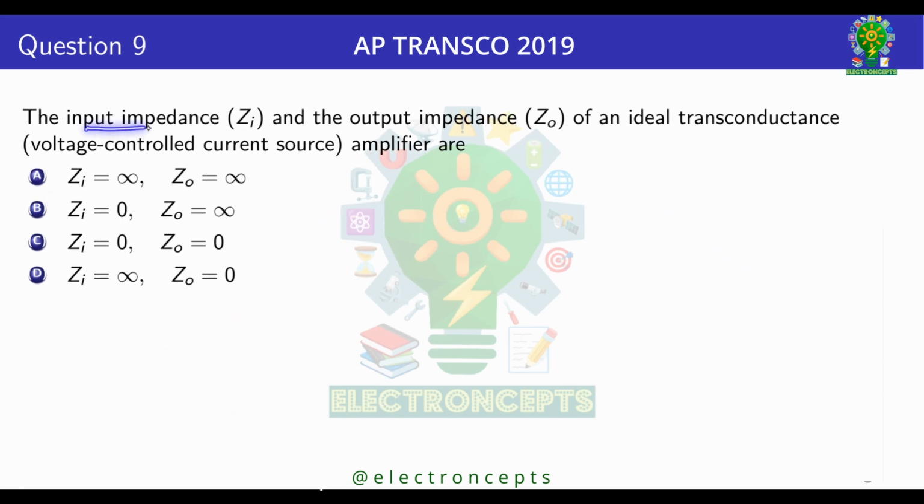Question number 9. The input impedance Zi and the output impedance Z0 of an ideal transconductance amplifier are.